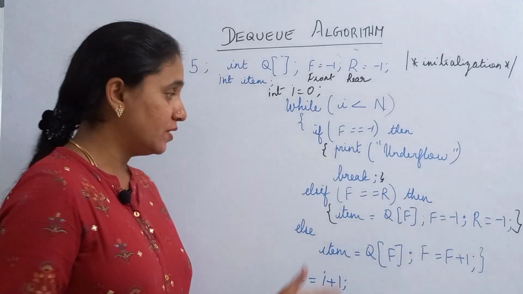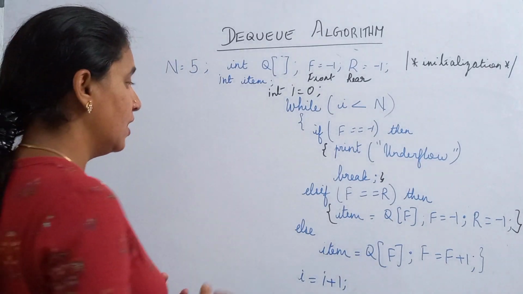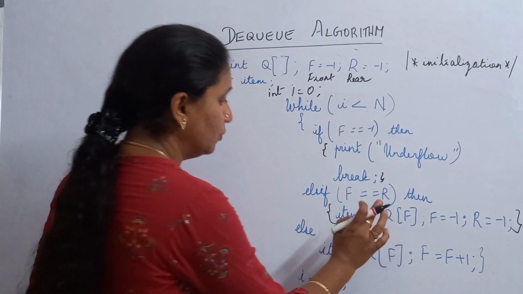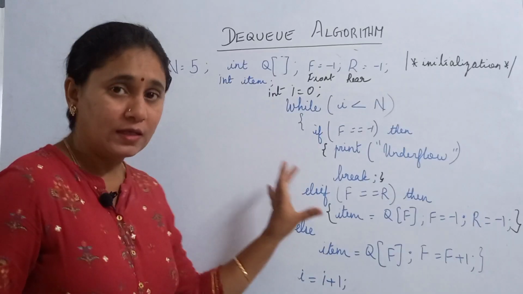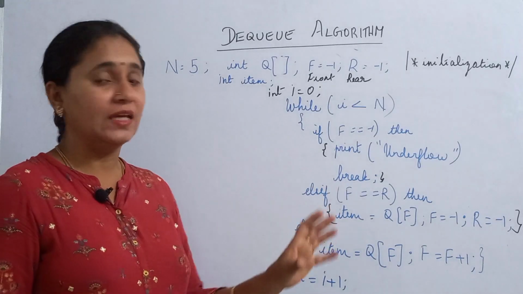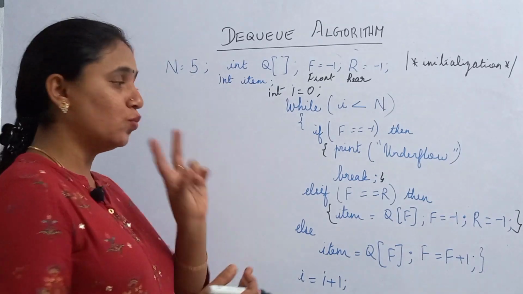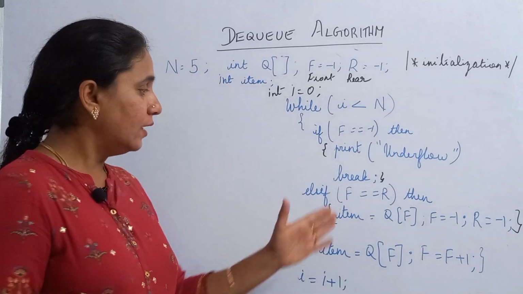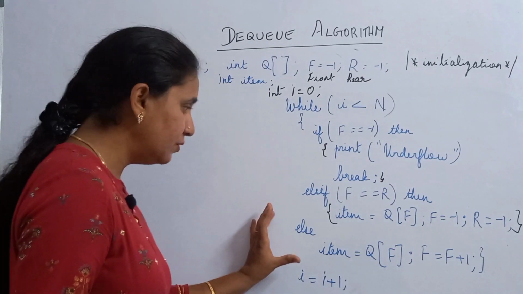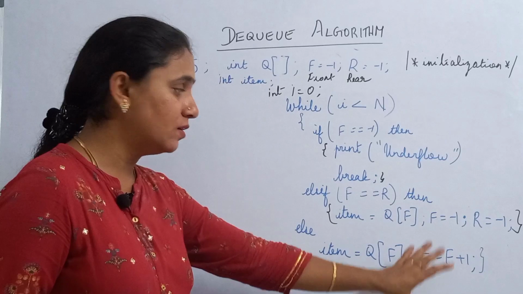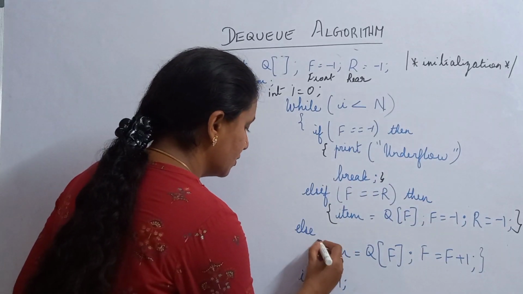As there is no space, friends, I have written it in the same line, so please excuse me for that. Now item is equal to q of f, and f is equal to -1 and r is equal to -1. This condition is used for checking if there is only one element present in the queue. If there is only one element, that is what we are going to execute here. Next, if there are many elements present in the queue, how are we going to delete them? For that we have used this condition.